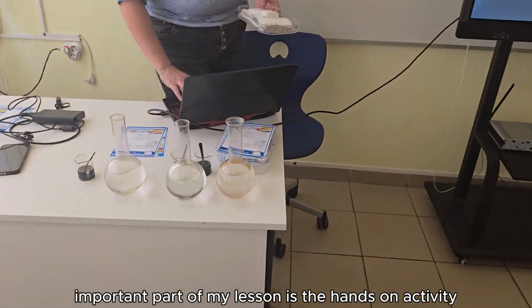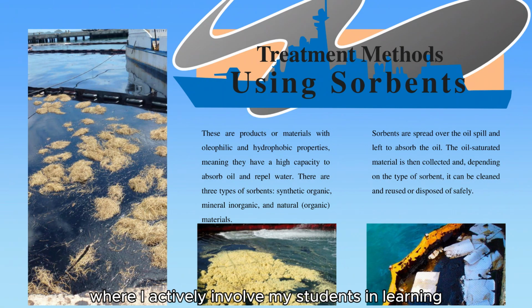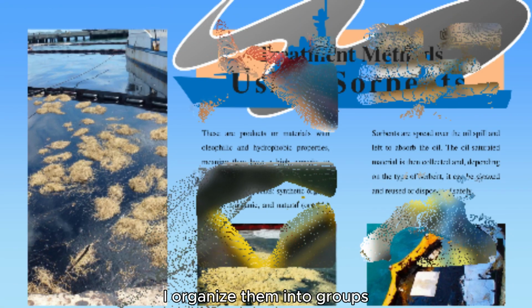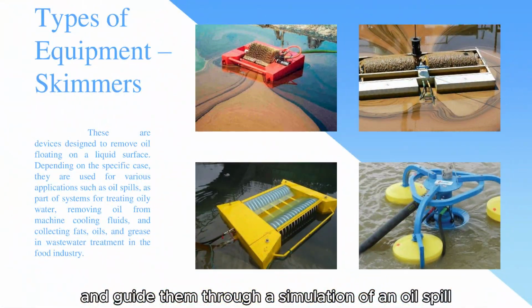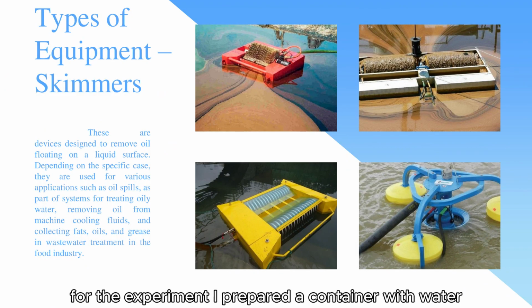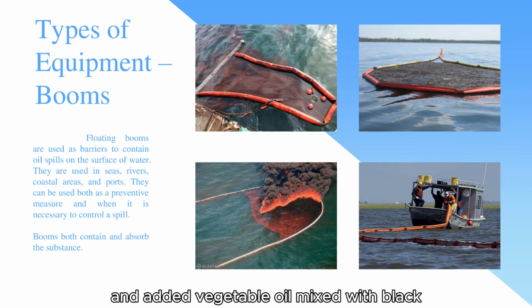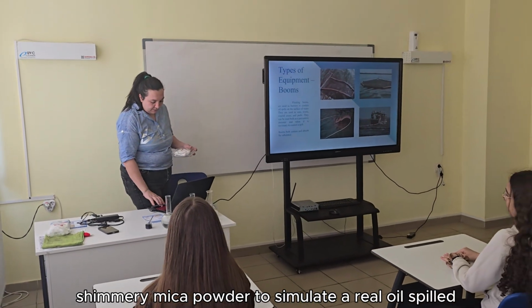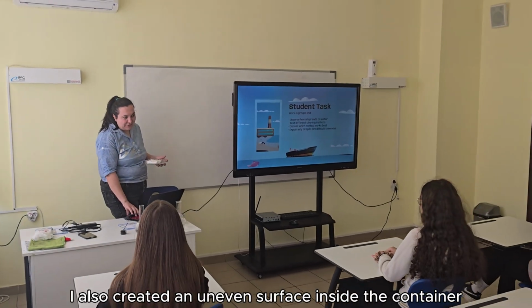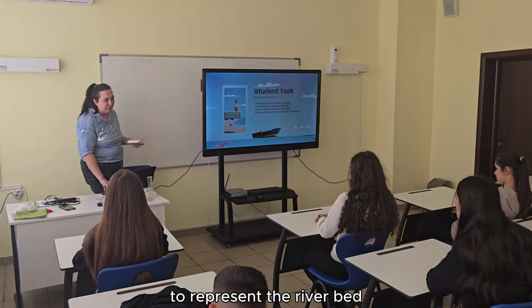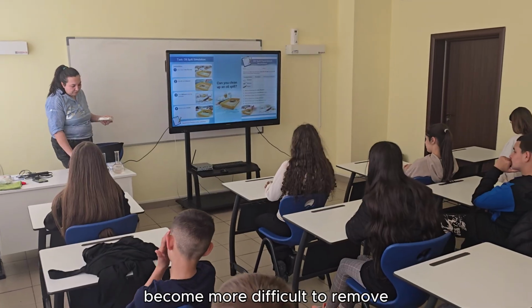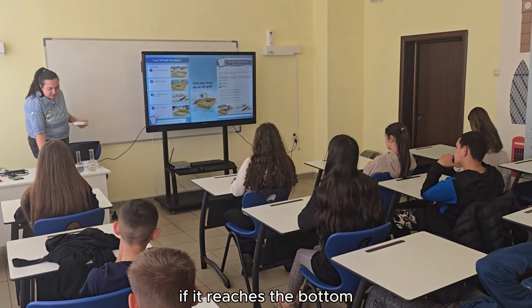The most important part of my lesson is the hands-on activity, where I actively involve my students in learning. I organize them into groups and guide them through a simulation of an oil spill. For the experiment, I prepared a container with water and added vegetable oil mixed with black shimmery mica powder to simulate a real oil spill. I also created an uneven surface inside the container to represent the riverbed and to demonstrate how oil can become more difficult to remove if it reaches the bottom.